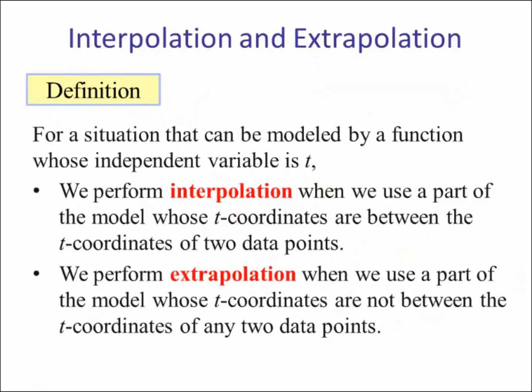For a situation that can be modeled by a function whose independent variable is t, we perform interpolation when we use part of the model whose t-coordinates are between the t-coordinates of the two data points. In other words, as long as our independent variable is inside the domain, we are doing interpolation. We perform extrapolation when we use part of the model whose t-coordinates are not between the t-coordinates of any two data points, or we are outside the domain of the x's.